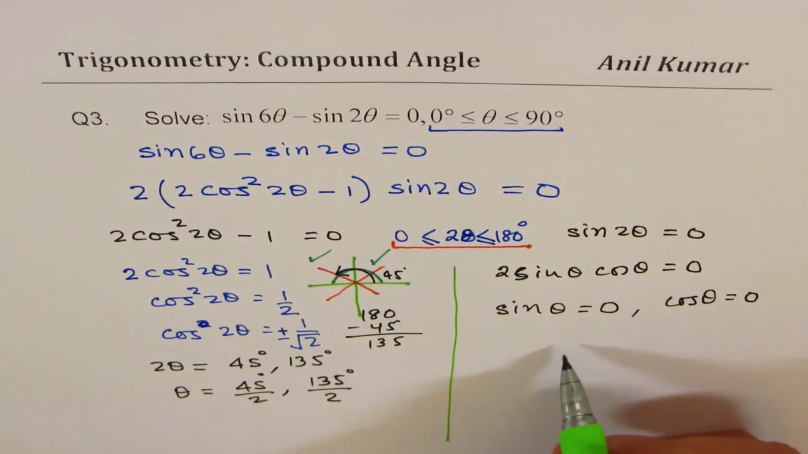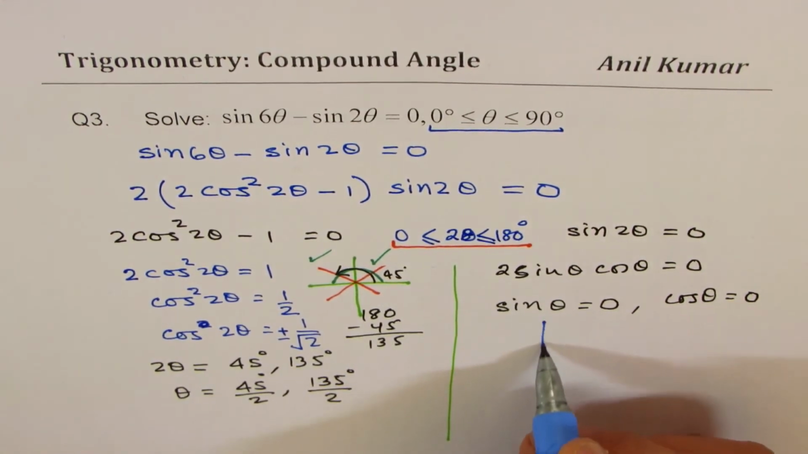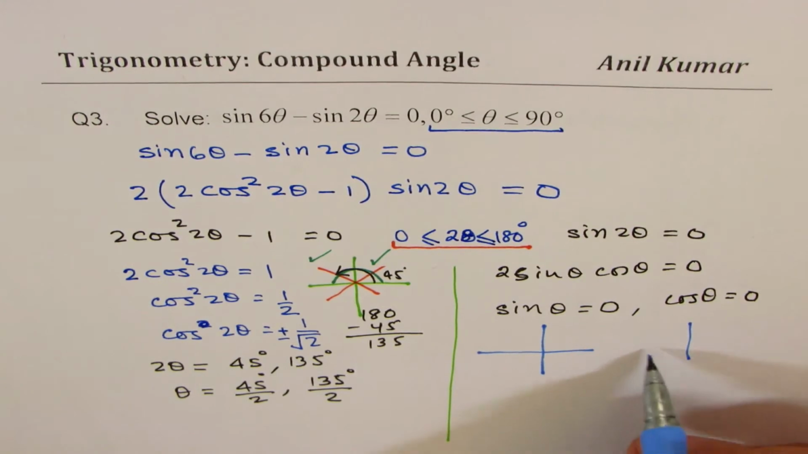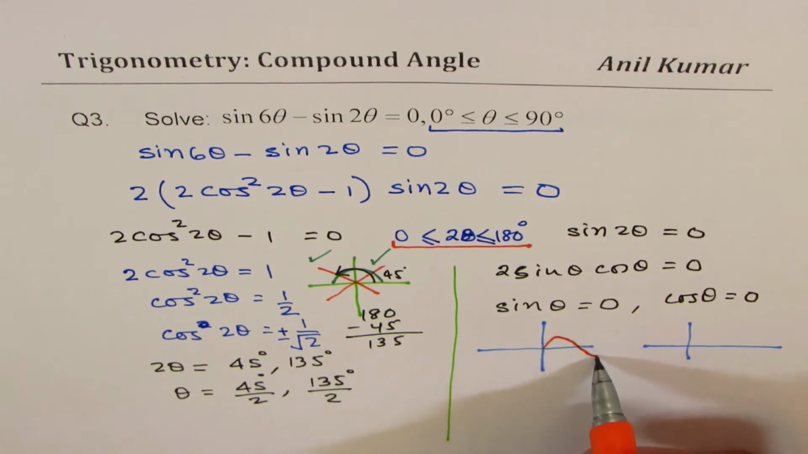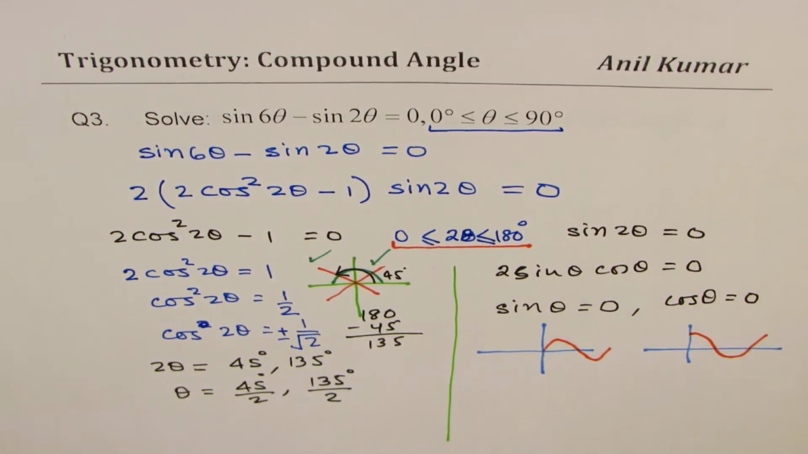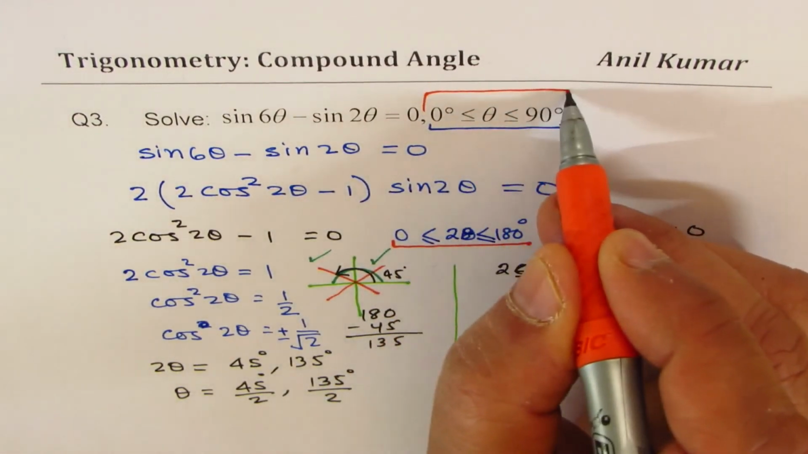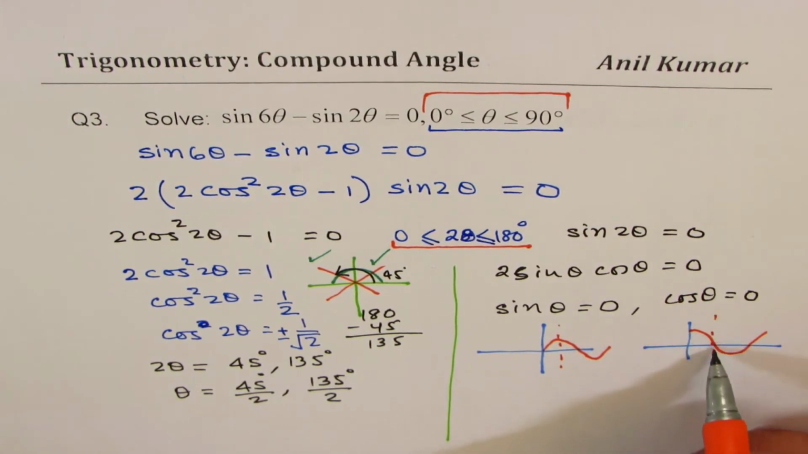Now to find sine and cosine solutions, I always prefer to just sketch and then pick the values from there. So we can sketch both the functions. Sine theta is kind of like this, cos theta is kind of like this. Now we're looking in the domain 0 to 90 degrees for theta. So only in this domain.